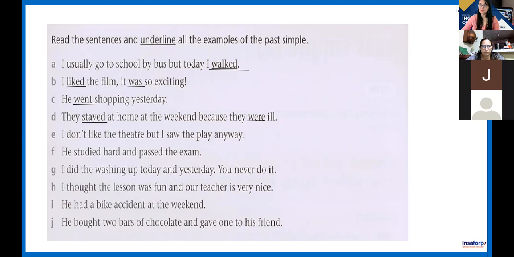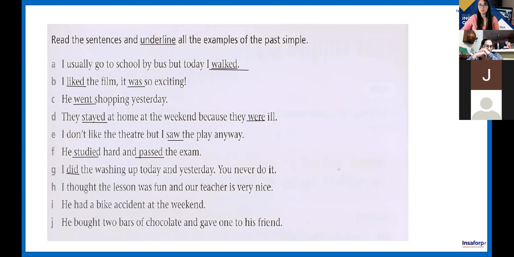And letter E. I don't like the theater, but I saw the play anyway. What is the verb? Saw. Okay, and letter F. Studied. Very good. Is there any other? Passed. Okay, any other guys? And letter G, what about letter G? Did. I did, right. Yeah, perfect.